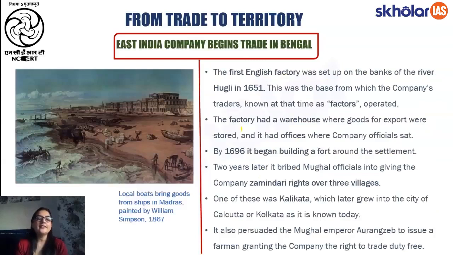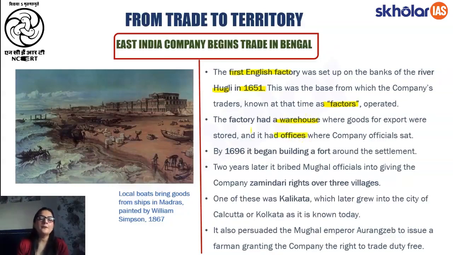Now, students, let us understand how the East India Company started to establish its presence with respect to trade in India. Having said that, students, the first English factory was set up on the banks of river Hooghly in the year 1651, which was also the company's base, and the traders of the company at this point of time were known as factors. Apart from this, students, this English factory had a warehouse wherein the goods were stored, and also certain offices were attached to these factories.